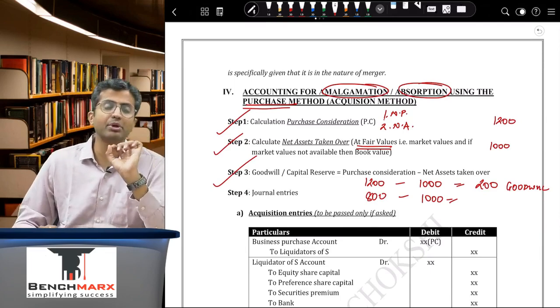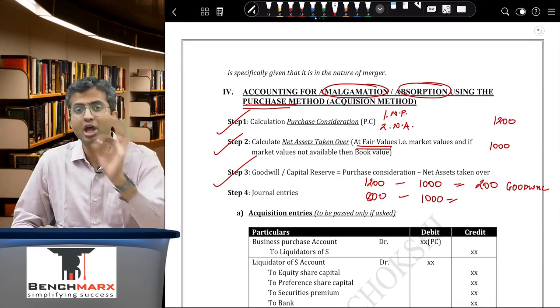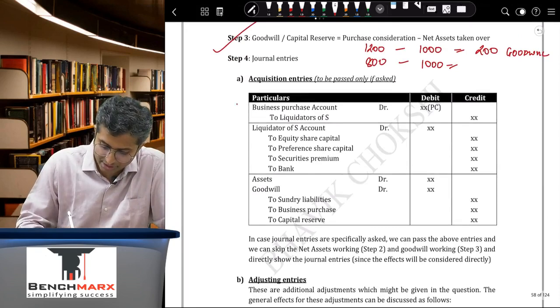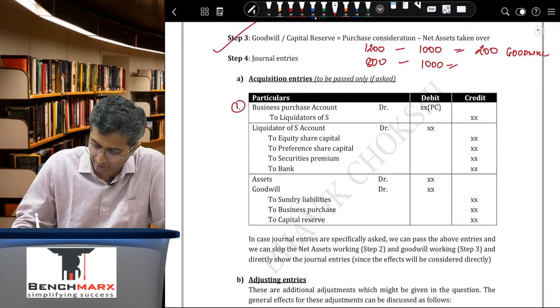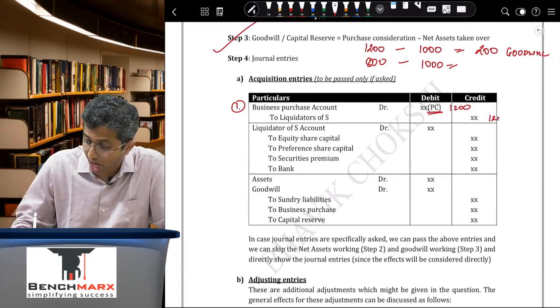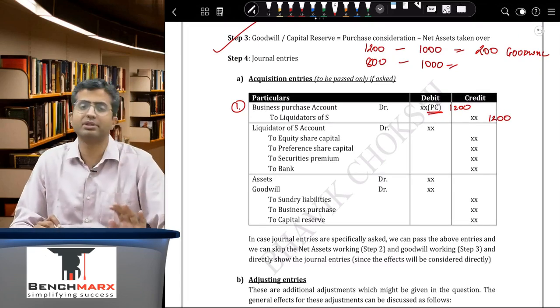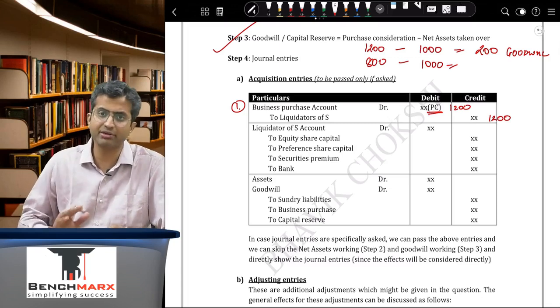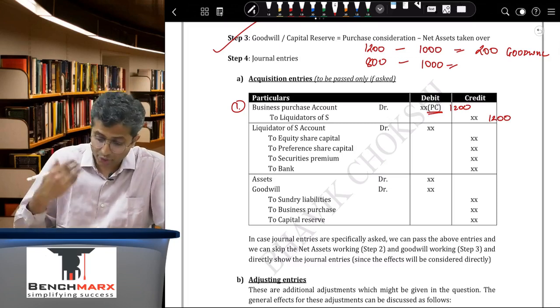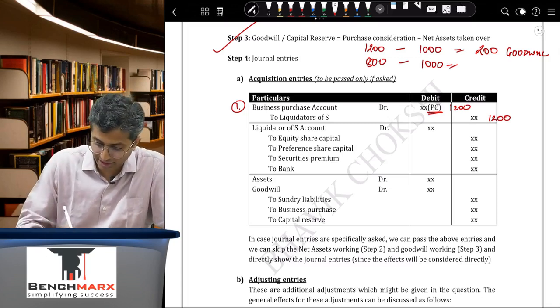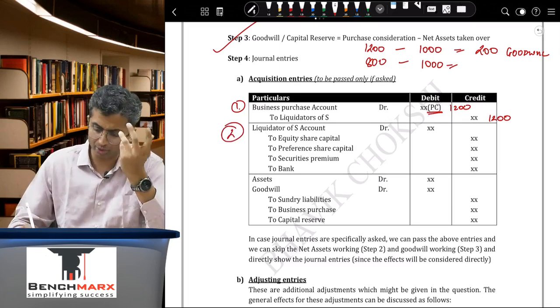Well, to the liquidator of the selling company. So the journal entry that we will pass is the business purchase account debit to liquidator of selling company. So this is the first entry, business purchase account debit to liquidator of the selling company. This entry will be at the PC, for example, 1200. After this, we will pay off the liquidator, and that is when he will give us the business. So the second entry is the liquidator account debit 1200.